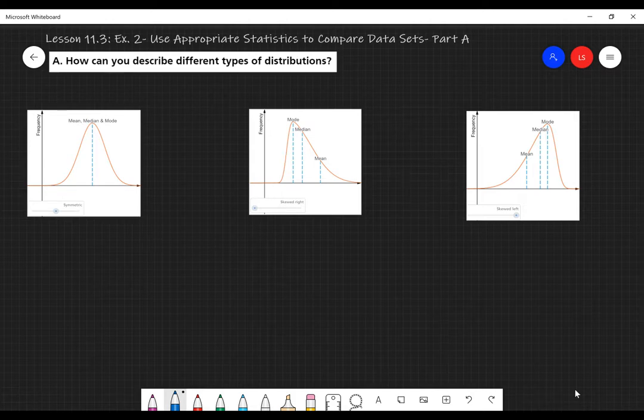So when you're describing distributions, there's three big things to focus on. The first is shape of the distribution. The second is the center. And the third is the spread: shape, center, spread. The three big things when we're talking about describing different kinds of distributions. So when we look at shape, the first shape we look at is called symmetric.